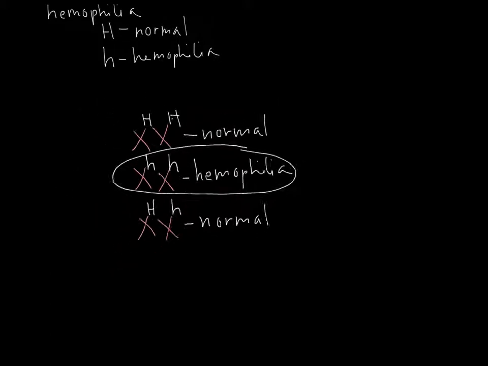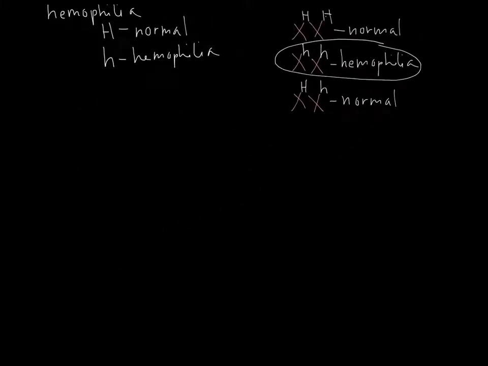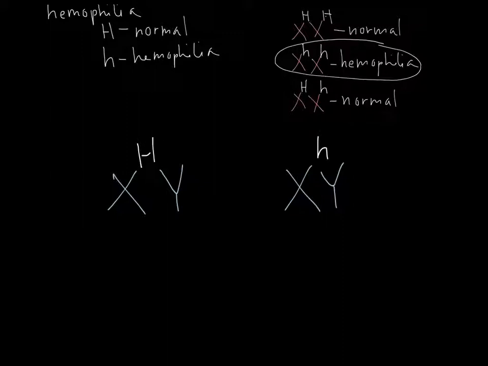Okay. So let's move this up here, keep our females in our eye line still. So here's males. They only have two options, because they only have one X chromosome. So they're either going to have a big H or they're going to have a little h. That's it. If they have the big H, they're normal. And if they have the little h, they're going to have hemophilia.